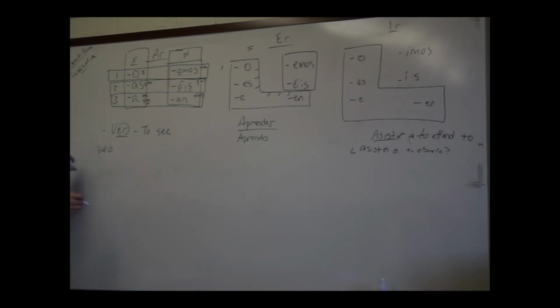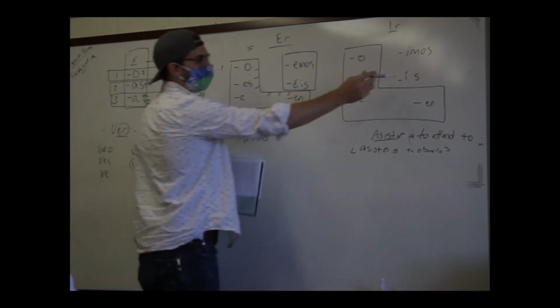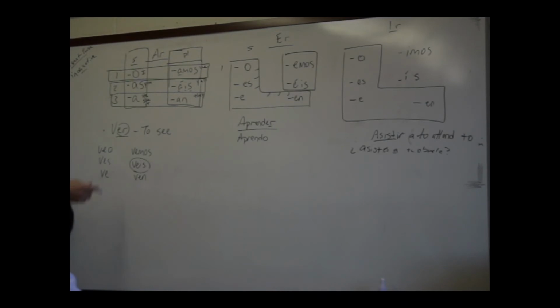Veo, ves, ve, vemos, veis, ven. Right. So I see, you see, he or she sees, or usted, you formal. Vemos, veis, and ven. Notice that this one does not have an accent mark. Okay, all of these do. They all have an accent mark, but this one does not, the irregular.